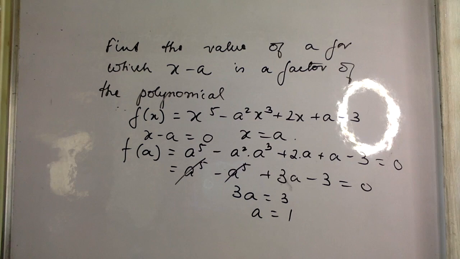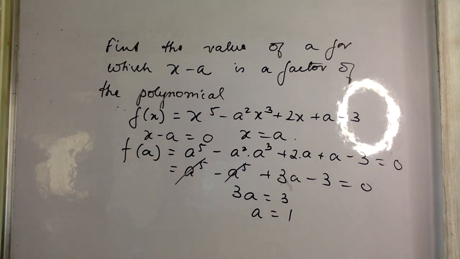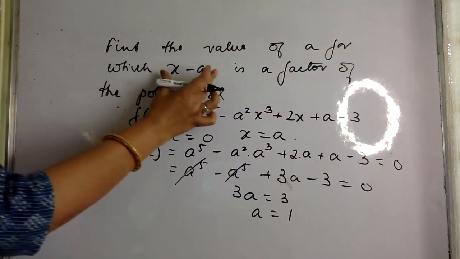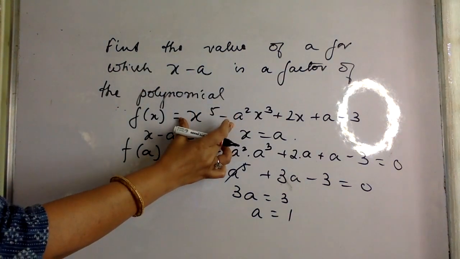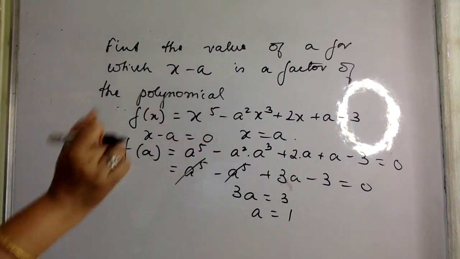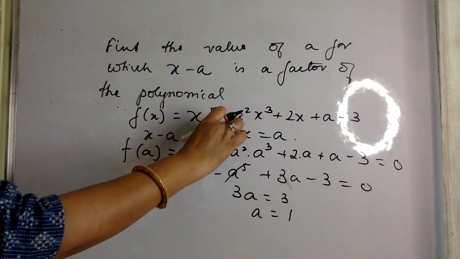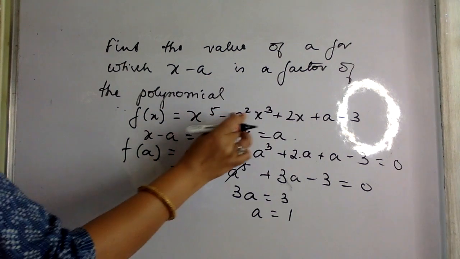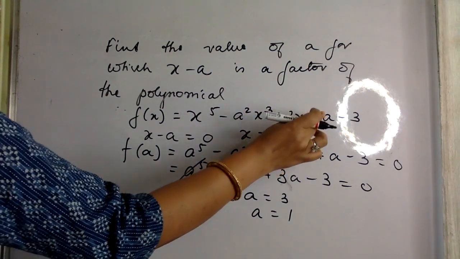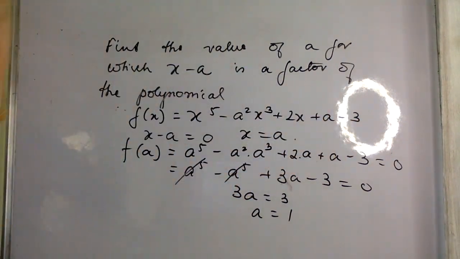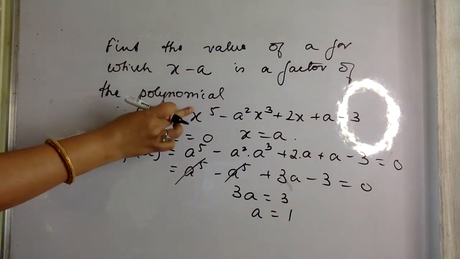So a is equal to 1. So we have found the value of a for which this given expression can become a factor of this. In other words, if I put 1 here, x minus 1 will be the factor, and here also I'll have to put 1. So this expression is going to get converted to x to the power 5 minus x cube plus 2x minus 2, because if I put 1 here, 1 minus 3, that gives me a minus 2. So for the value of a as 1, this is a factor of this.